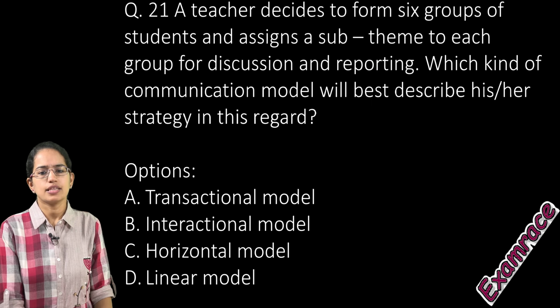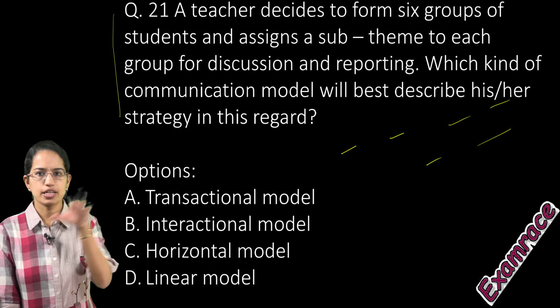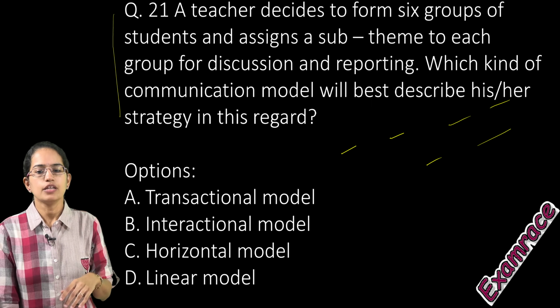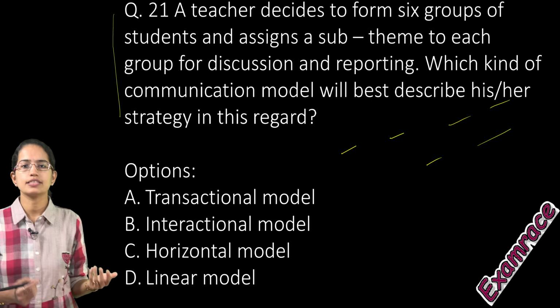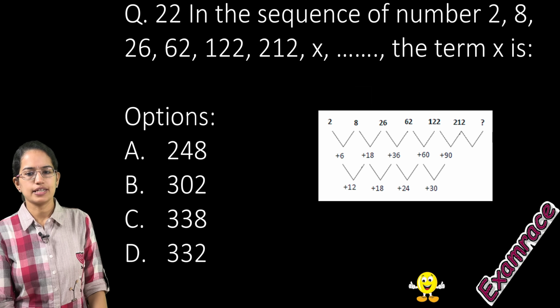Next question, this is very, very simple. A teacher is assigning 6 different groups, and they are given themes for discussion, and they are doing discussion and reporting them. So what is this kind of model? This kind of model is an interaction model, a very simple and direct question.